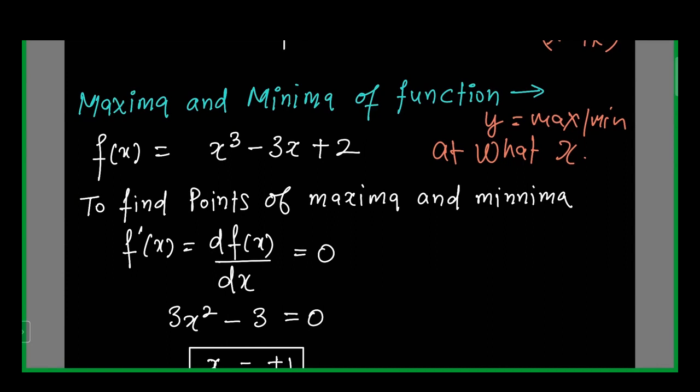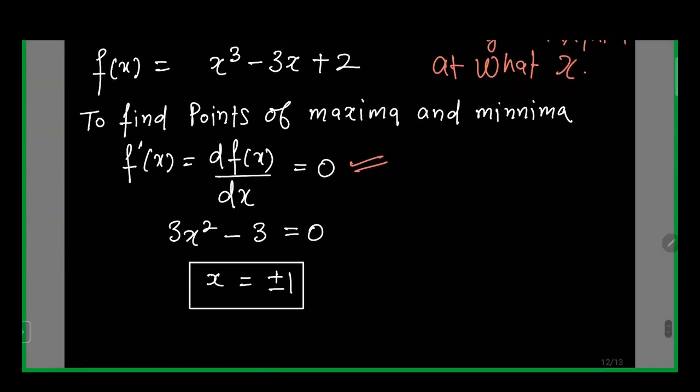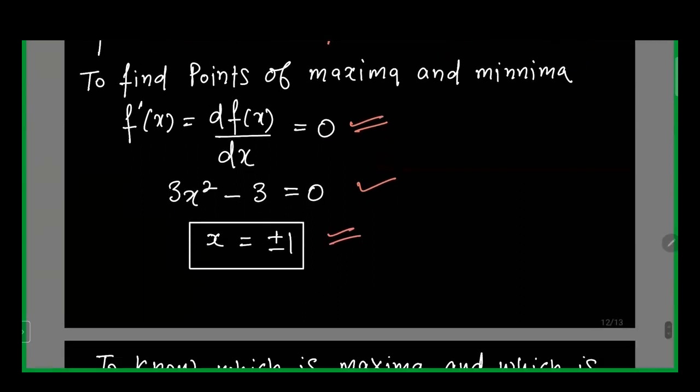So what you do is you find a derivative, as I mentioned I did in the previous question also. You take a derivative and make it 0. If I do a derivative of x cube minus 3x plus 2, you will get 3x square minus 3. And if you make it equal to 0, you will get x equals plus minus 1. It means at x equals plus minus 1, you have maximum or minimum. So when x is 1, you can have either maxima or minima, and if x is minus 1, again, you can have either maxima or minima.